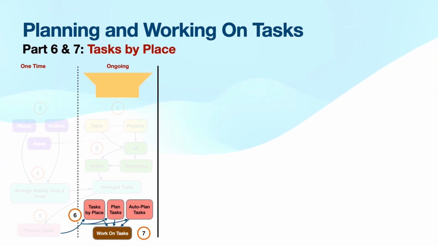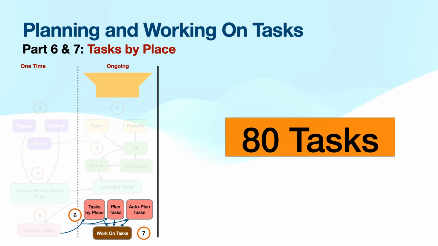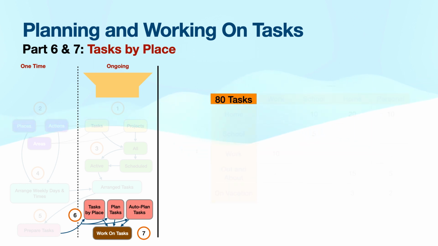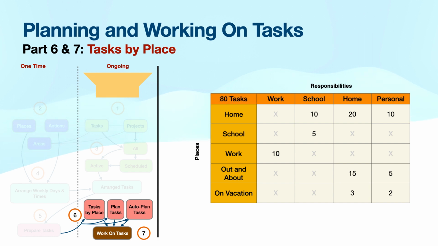Here's an example of working on tasks by place. Let's say you have a list of 80 tasks to work on. This might seem overwhelming at first. You could break this list down by place and responsibility and then decide that you want to work on only the tasks for your personal areas that you could work on at home, which is only 10 tasks.